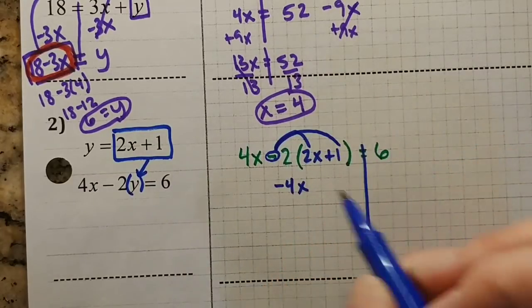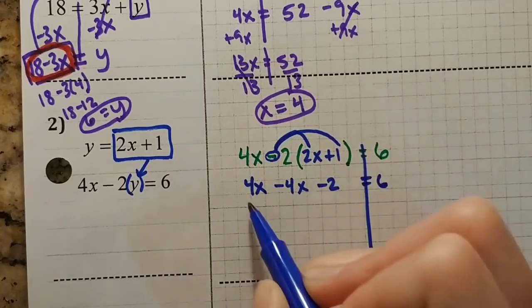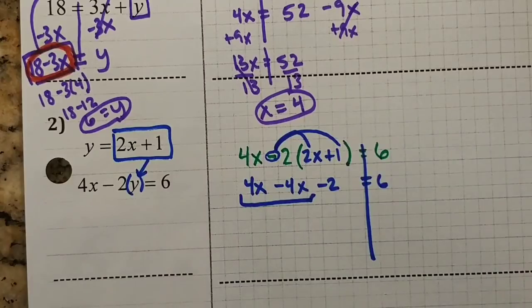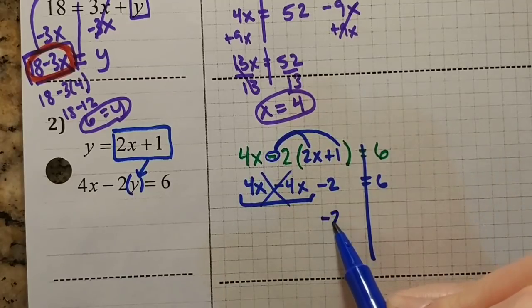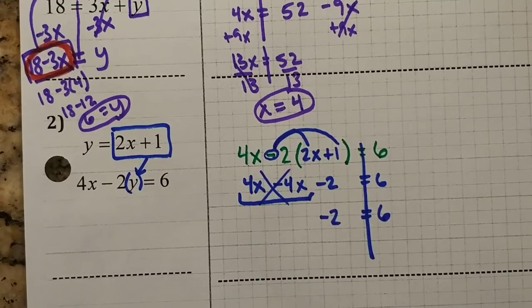Negative 2 times 1. And then I'm going to drop down the 4x in front. Oh, looks like here, 4x minus 4x, isn't that just 0 and it cancels out? Oh, okay, so here I end up with negative 2 is equal to 6, and the variable completely canceled out.